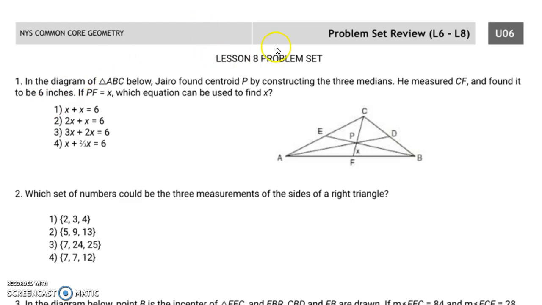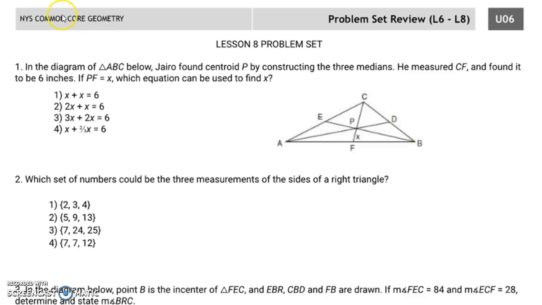This is the last problem set that we're going to go over, problem set for number 8. Take a look at the questions and see if you can answer them. Then unpause the video and I will show you if you are right.